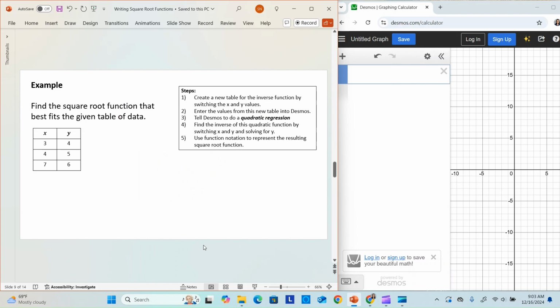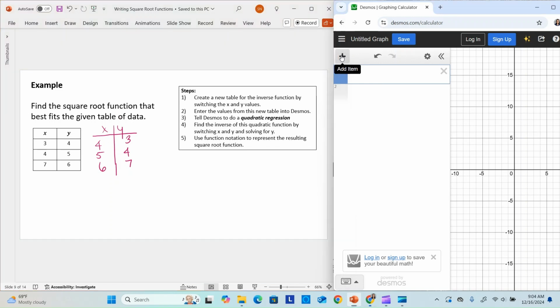So now let's look at an example. It wants us to find the square root function that best fits this table of data. Remember, I can't find the square root function directly from Desmos, but I can find the quadratic that represents its inverse. So in order to do that, I need to start off by switching my x and y values. Okay, so I'm going to recopy everything that's x in my y column. So I'm going to write 3, 4, 7 here. And then everything that's y is going to go in my x column, right? Because that's going to be the coordinates on the inverse. So now I can go to my Desmos and then add a table.